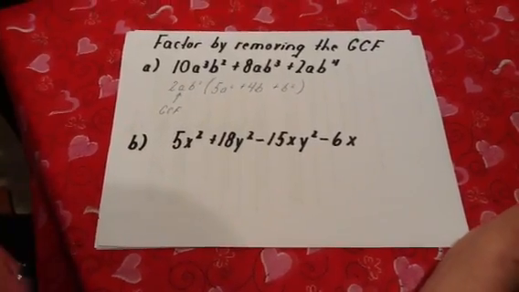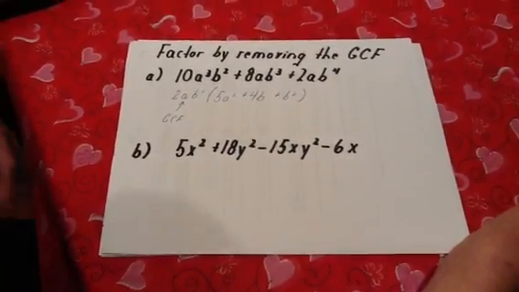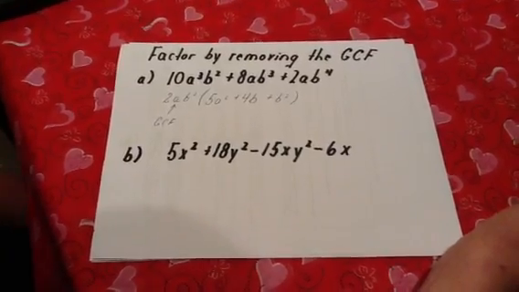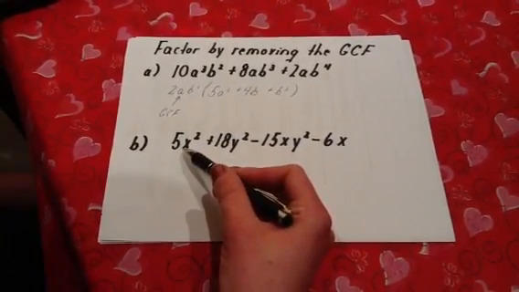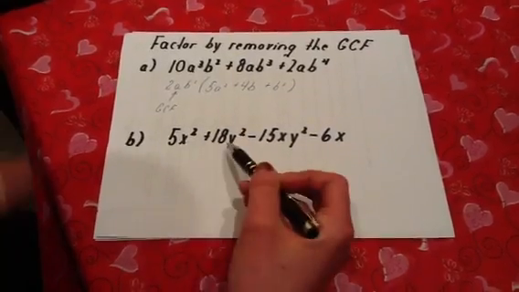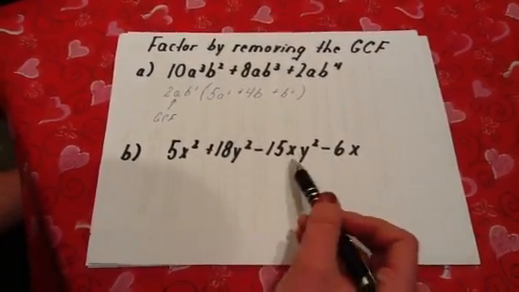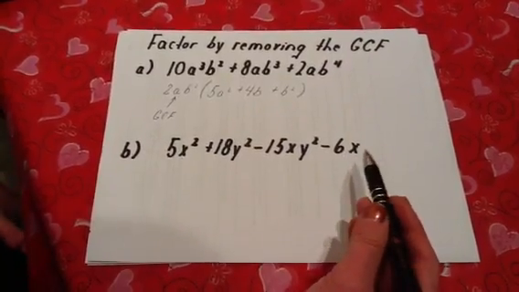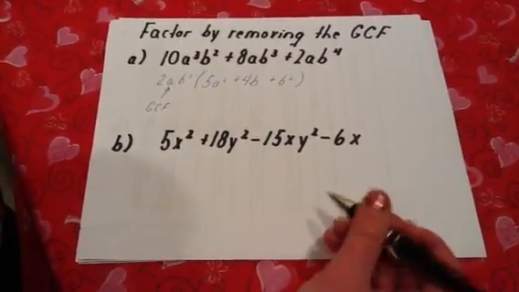Okay, let's take a look at B. This time it's a little different. We notice we have 4 terms, so that means we're going to be factoring by grouping. We take a look at the first 2 terms and we notice that there's nothing in common with 5x squared and 18y squared. And there's nothing in common with the last 2 either. So that means we need to rearrange it. We can rearrange the terms in any order to get like terms together.